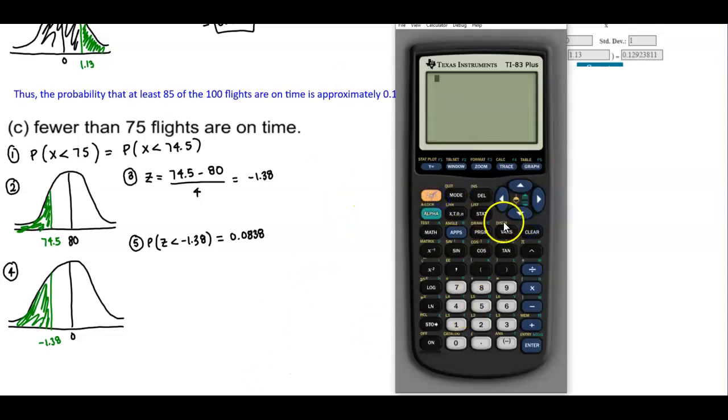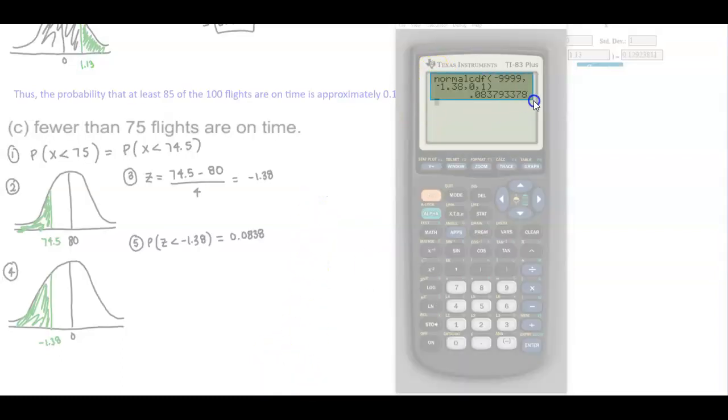Again, if we take second distribution, normal CDF, our lower bound is going to be negative 9999. Our upper bound is going to be negative 1.38. We know our mean is 0 and our standard deviation is 1. So we get the same thing rounded to 4 decimal places.